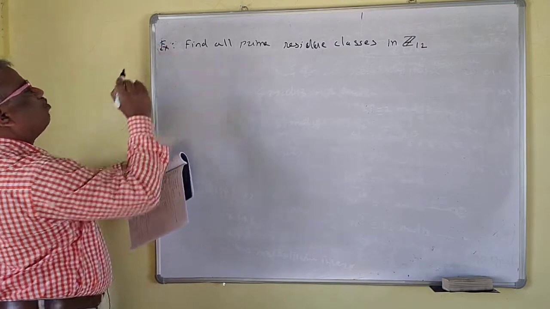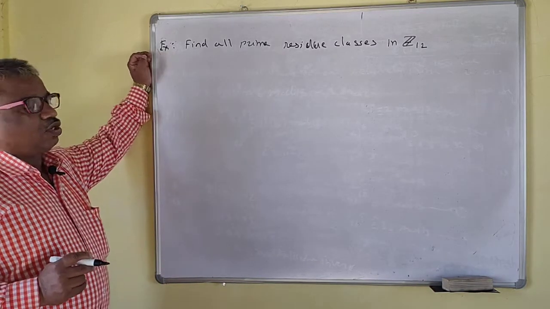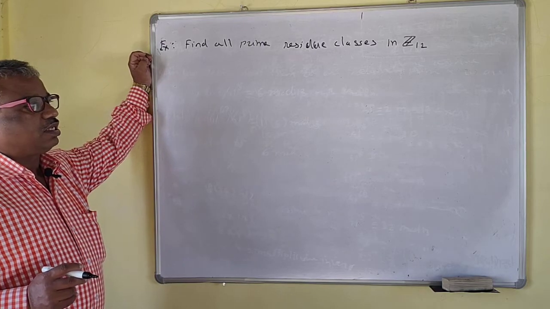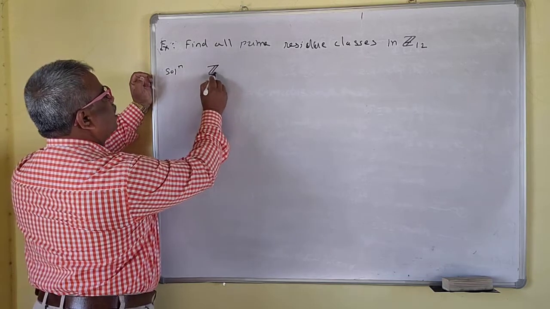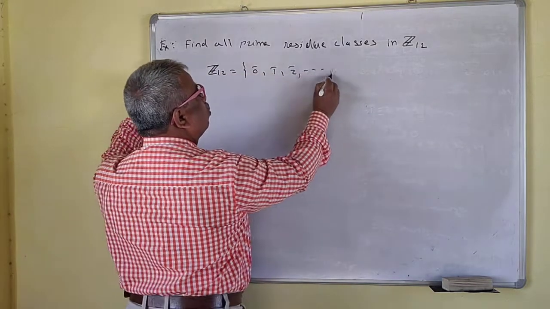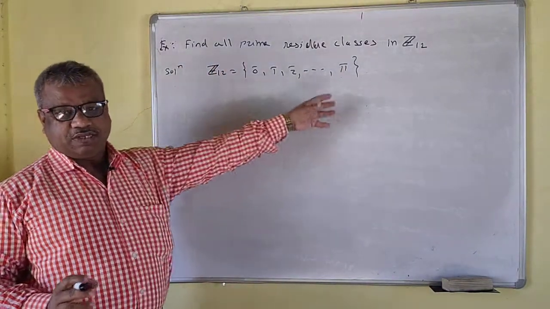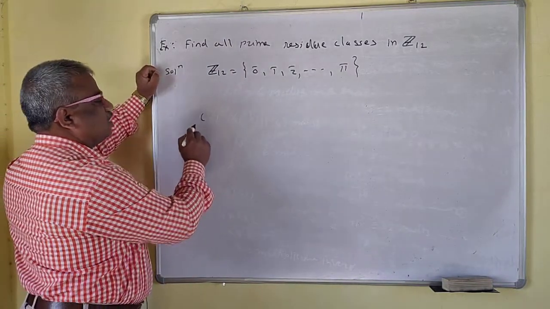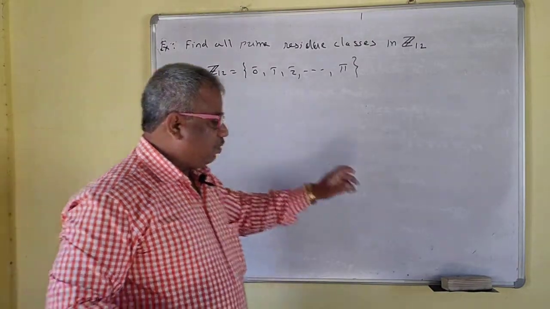Example we will see. Find all prime residue classes modulo 12. That means, in Z12, you have to find all the prime residue classes. Solution. You know that Z12 is nothing but 0 bar, 1 bar, 2 bar, dot dot dot up to 11 bar, and you have to find the prime residue classes. The prime residue classes modulo N are those whose GCD with 12 is 1. You have to find a number whose GCD with 12 is 1.